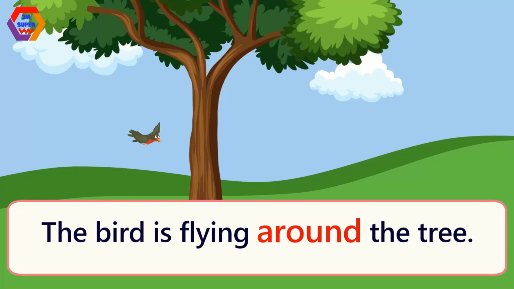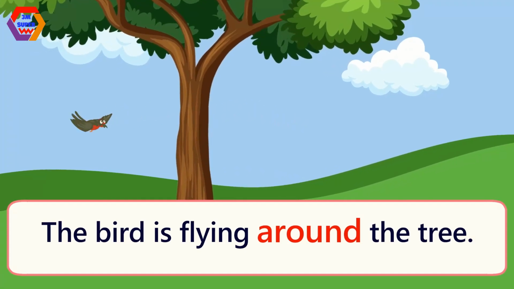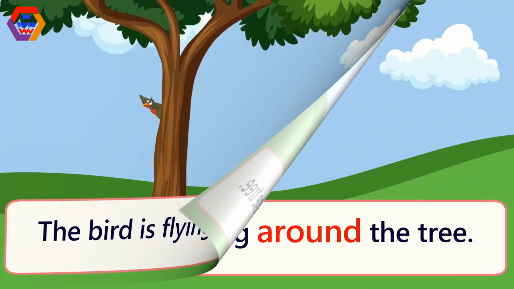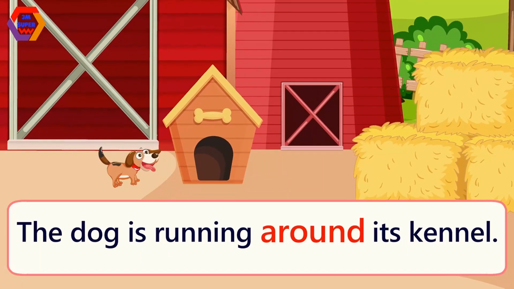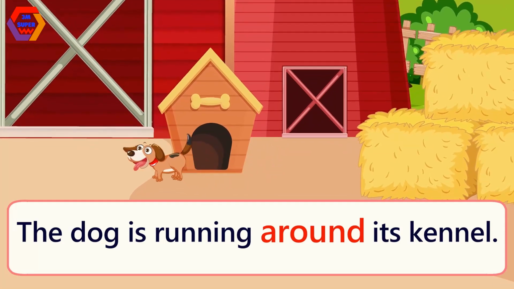Around. The bird is flying around the tree. The dog is running around its kennel.